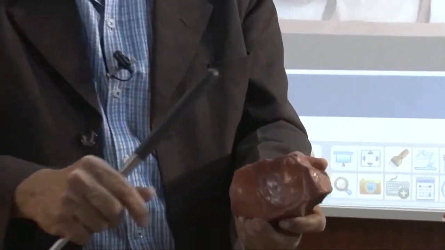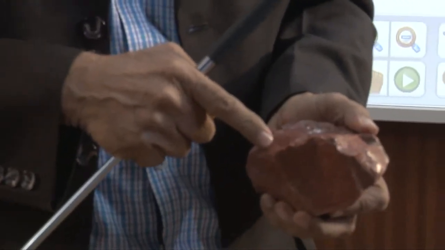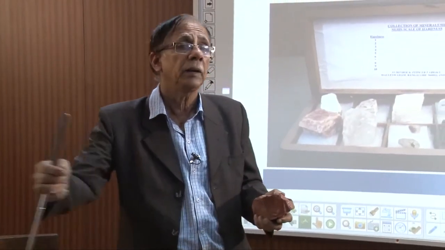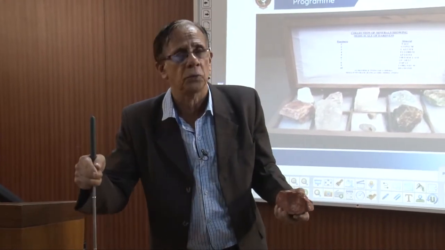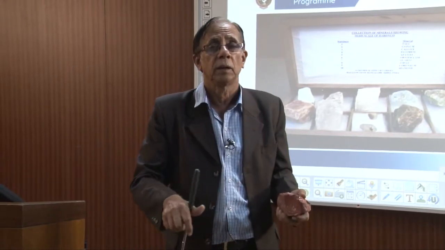I try to scratch it with my fingernail and check whether there is any permanent indent mark. If I do not find any permanent indent mark, I take the glass plate and try. If it is not scratchable with the glass plate, my inference is its hardness is more than 4.5. I take the iron needle and scratch.